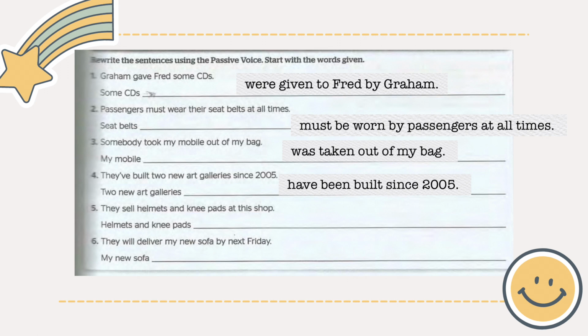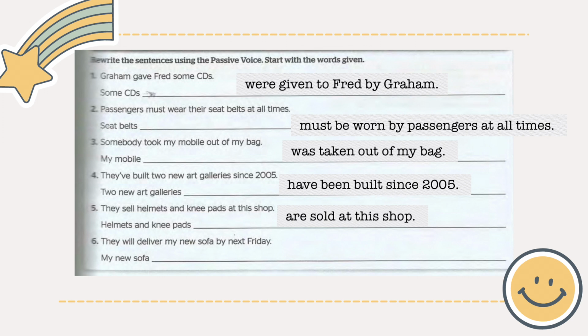Now, let us move on to the second last question. They sell helmets and knee pads at this shop. The verb is sell. In the passive voice, the sentence will be helmets and knee pads are sold at this shop.